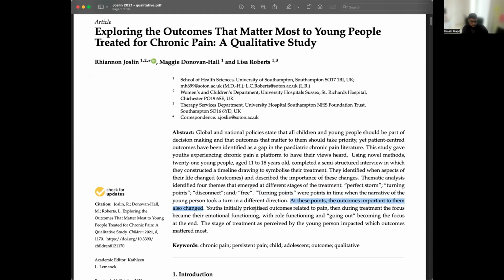Youth initially prioritize outcomes related to pain, right? Then during treatment, the focus became emotional functioning, with role functioning and going out becoming the focus at the end. But this is just to give you an example of how the outcomes change. The stage of the treatment as perceived by young people impacted which outcomes matter the most.